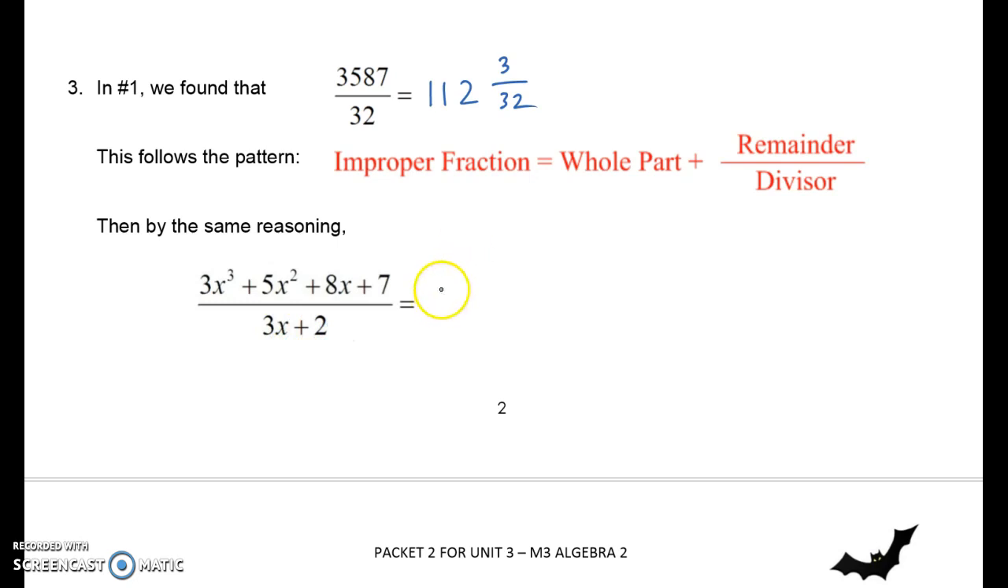So notice how similar our answers are also. That's a 1x squared plus a 1x plus 2 plus a remainder of 3 over 3x plus 2. So there's the 1, 1, 2, 3 over 32. They're basically the same problem.